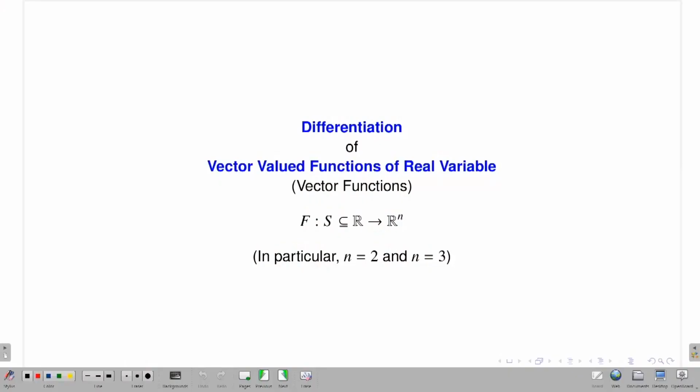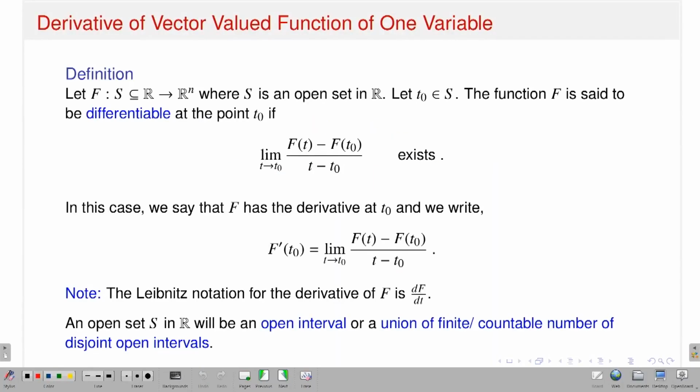So now, once I have the notion of curves or functions in Rn, I would like to give the notions of differentiability. That's why I have written differentiation of vector valued functions of a real variable. That means my function's domain is R and range is in Rn. Okay. I will discuss the special cases n equal to 2 and n equal to 3.